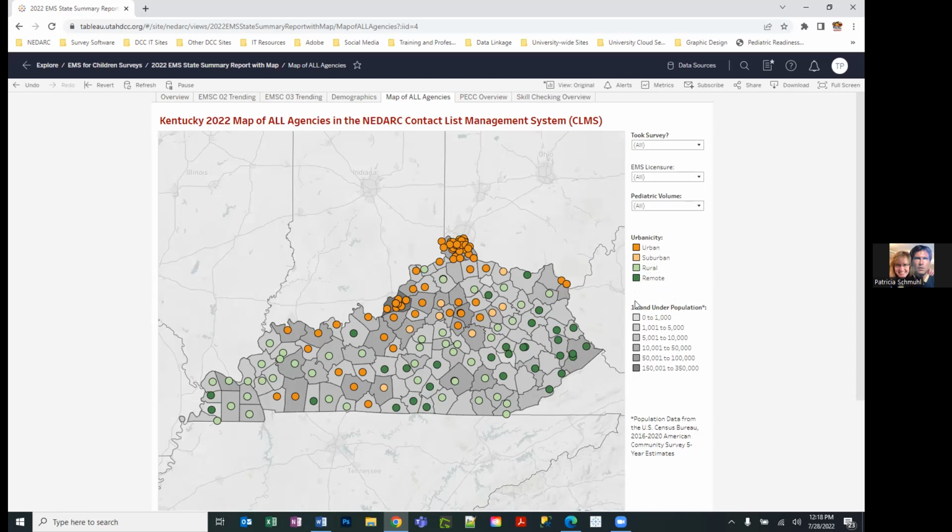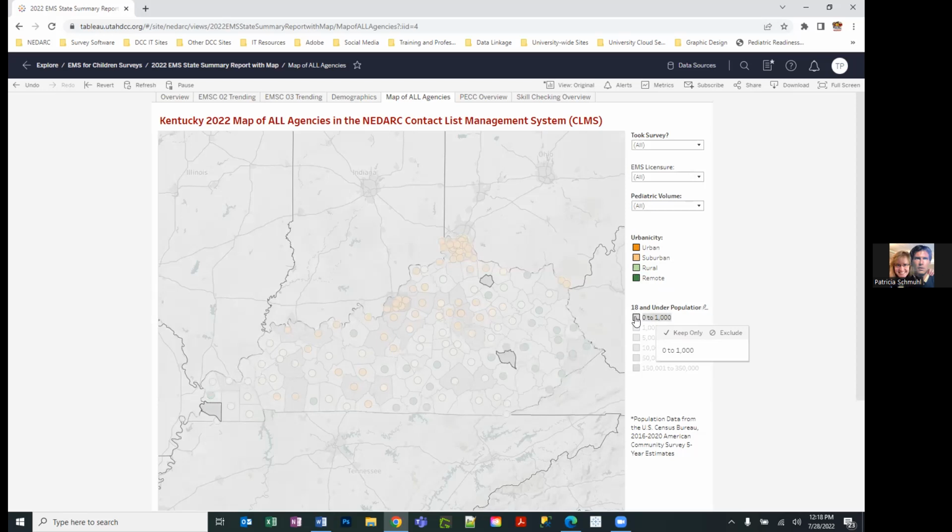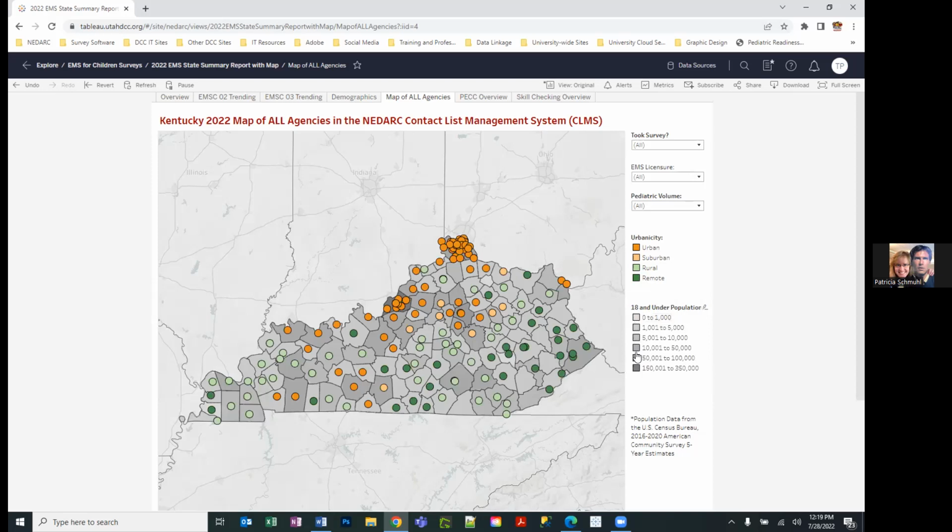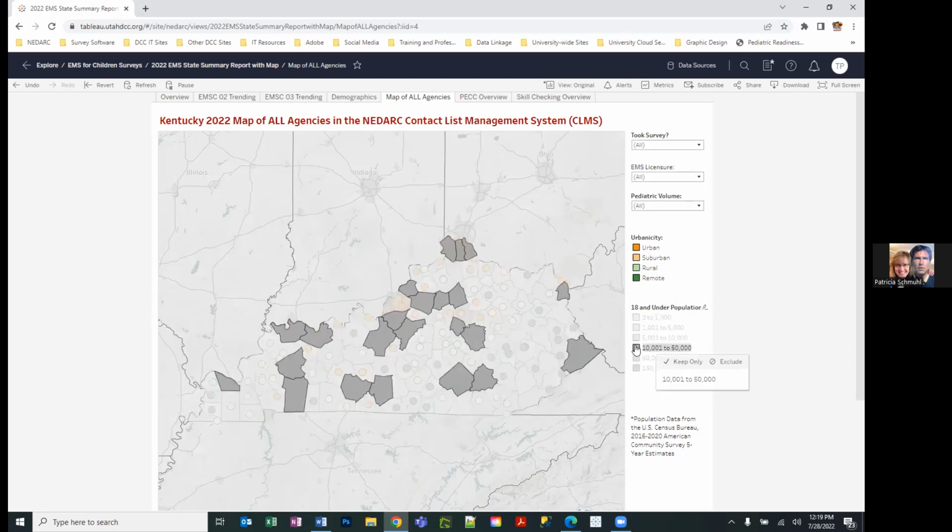You can also come down here and filter by the population if you want to see your small areas. So there's 3 really small counties here in Kentucky. So I'll roll over this and see this one has 526 children. And to uncheck that, I just click on it again. And you can look at, well, what's my 10,000 to 50,000 area. And you can see those.